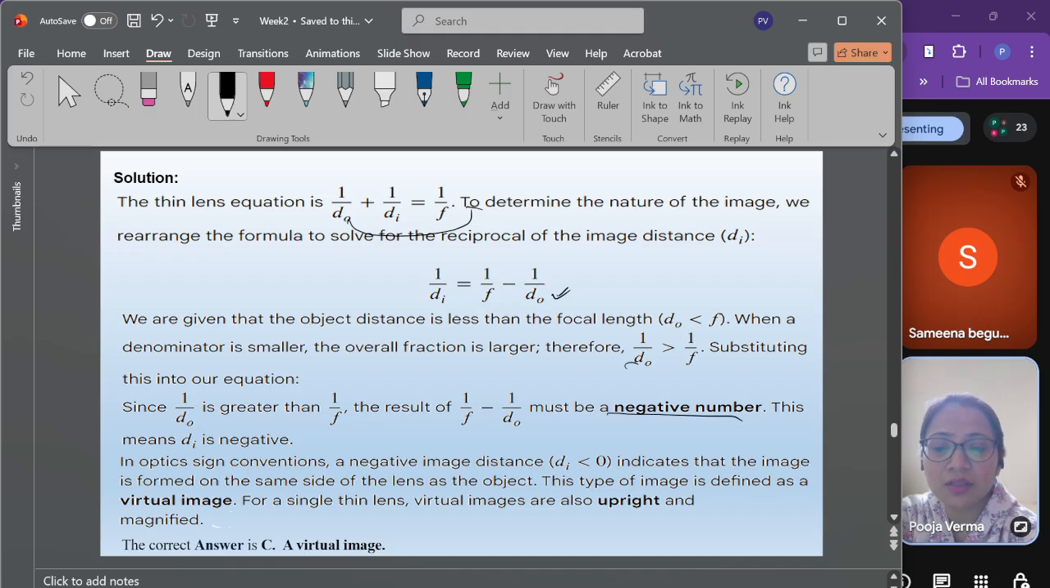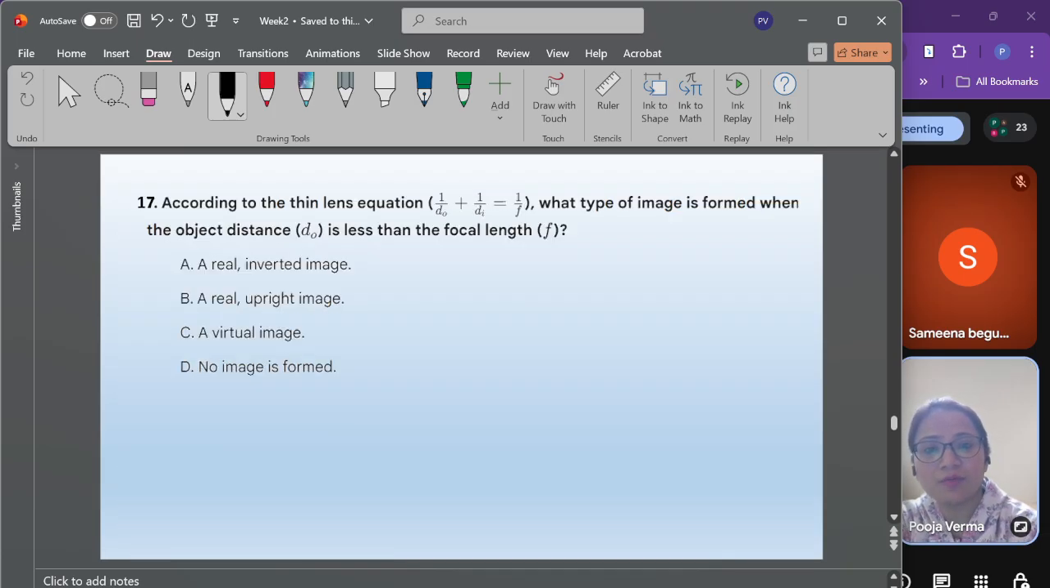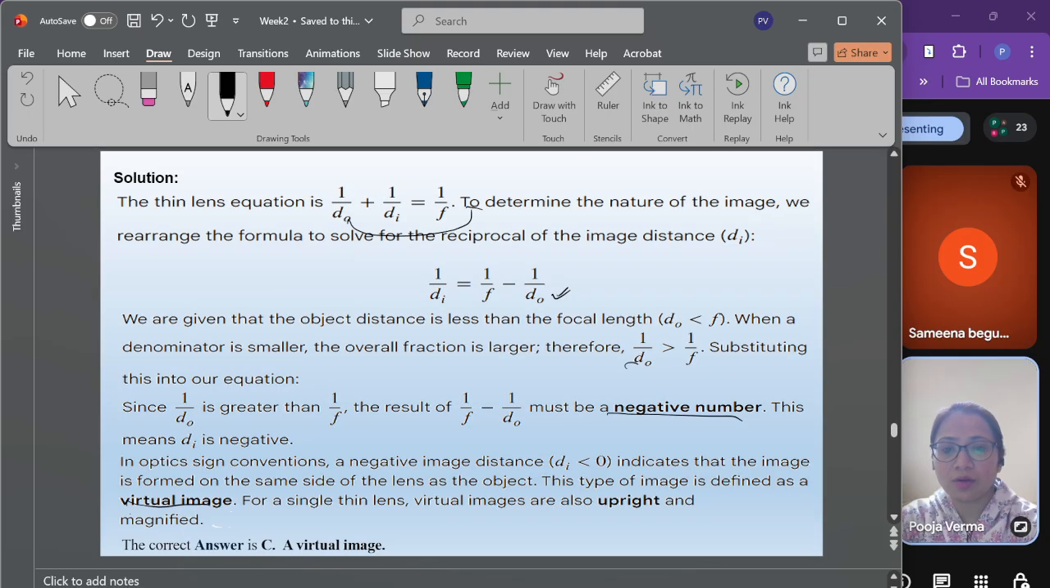In optics sign convention, a negative image distance, that is di less than 0, indicates the image is formed on the same side of the lens as the object. This type of image is defined as a virtual image. So option C is the correct answer. A virtual image will be formed if the object distance is less than the focal length. If di is negative, a virtual image will form. Yeah, option C. So have you understood how it works?